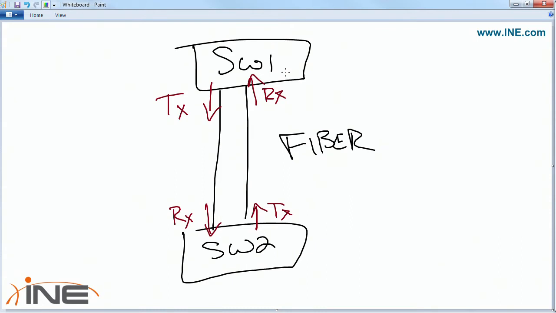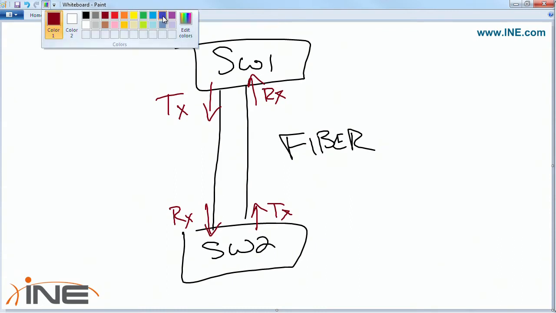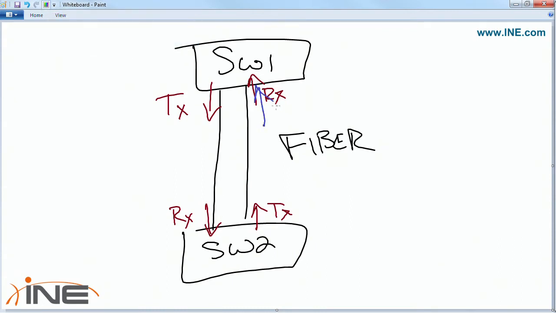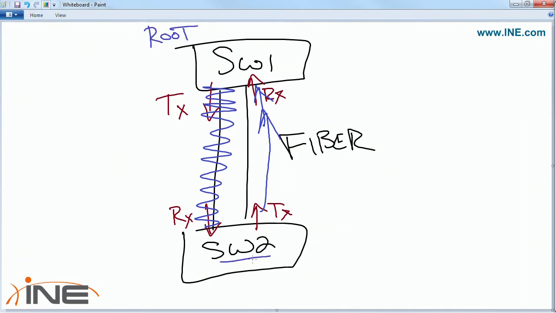The potential problem you could run into, though, is that if I'm able to receive, but this link goes down, the traffic ends up being one way. So switch 1 can receive packets in, but it can't send them out. And the result of this from a spanning tree point of view is that if the root bridge is up here, and switch 2 stops receiving the BPDUs in the interface, what's going to happen?